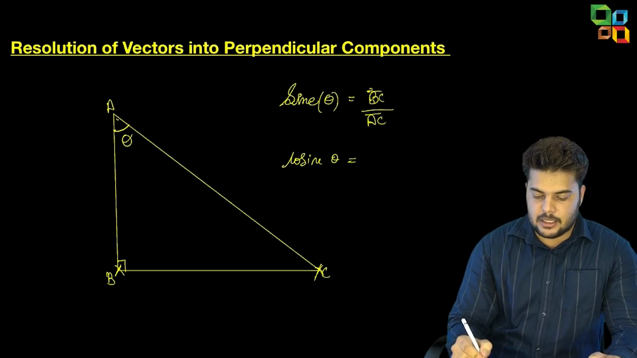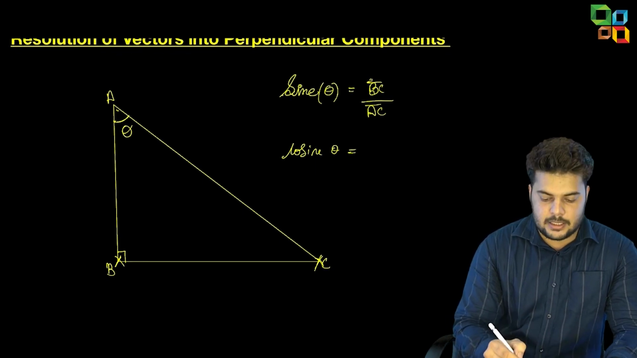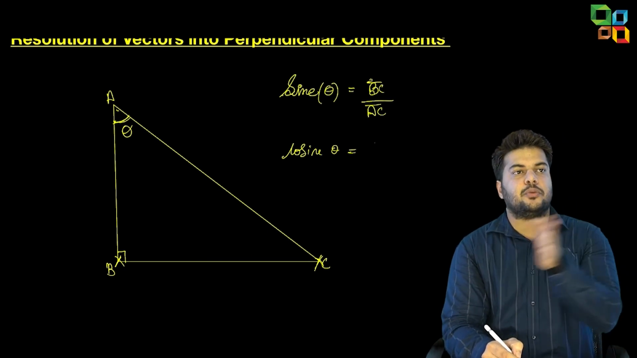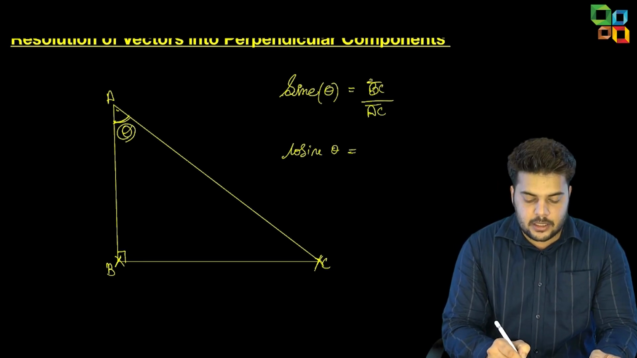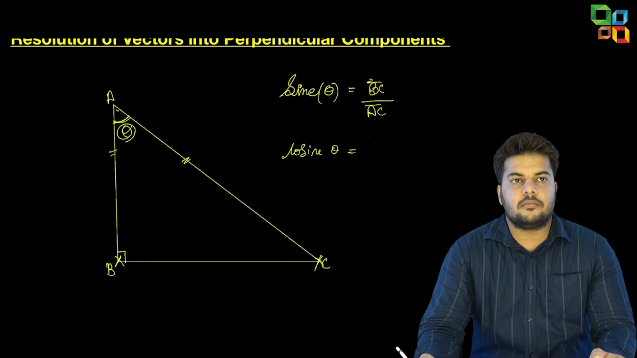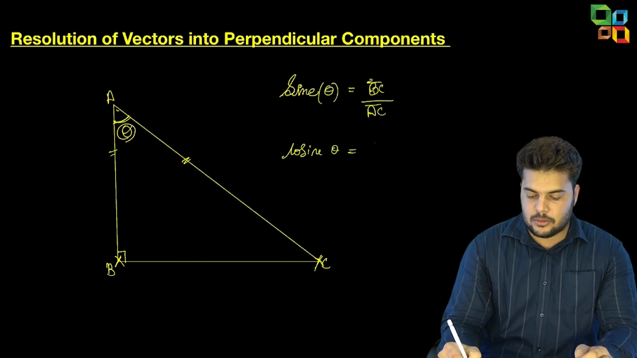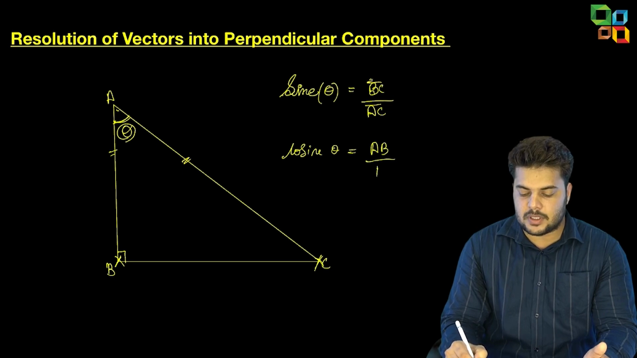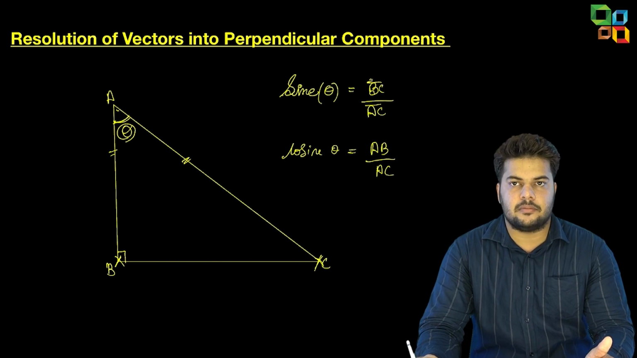So cosine of the angle theta is defined as the adjacent side to the angle theta. Adjacent means next to. Here's the angle theta. Adjacent to theta, there are two sides, one is AB, another one is AC. When I mean the adjacent side, I always mean not the hypotenuse, the other one. So AB is the adjacent side to angle theta divided by the hypotenuse, which is AC. The length of AB divided by length of AC.